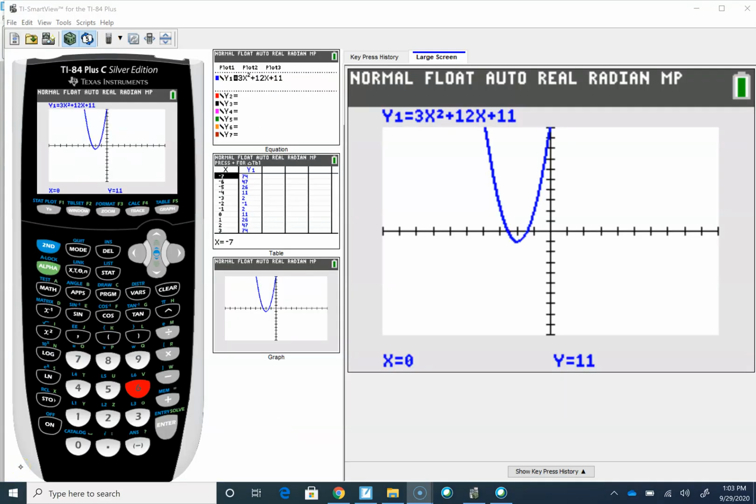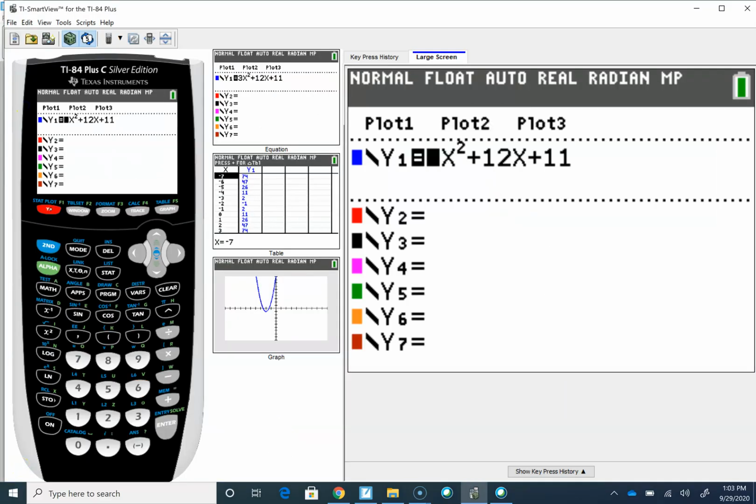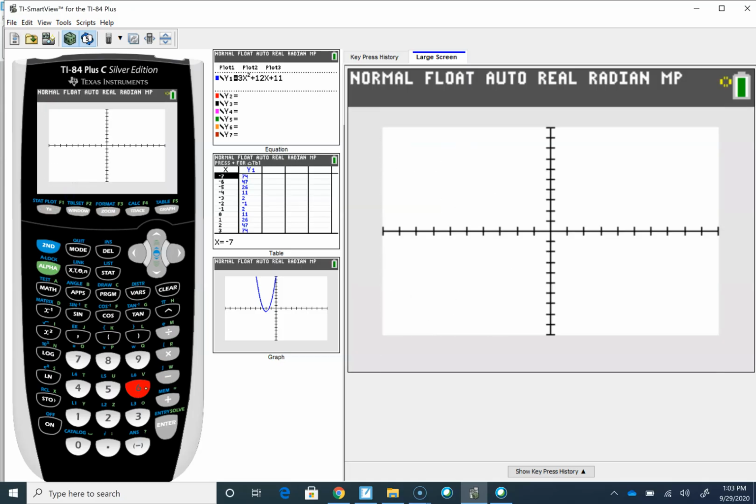So what I did is I put my y equal, and I put that equation in there, and I just did a zoom 6 just to see if it would work. It's a 10 by 10 standard window, and if you notice, it does work. You see the vertex there, which is right here, the minimum.